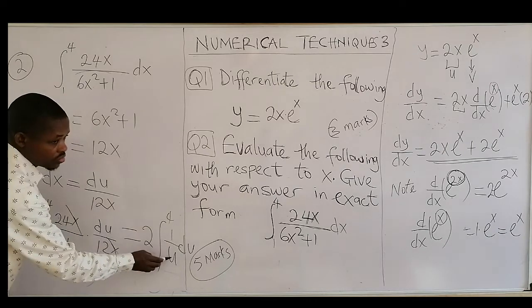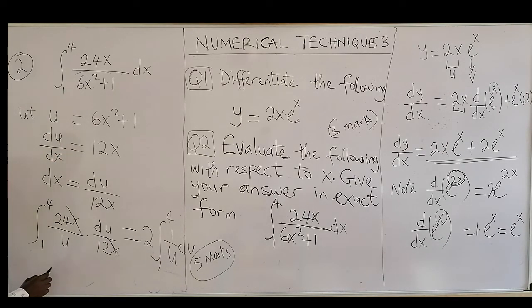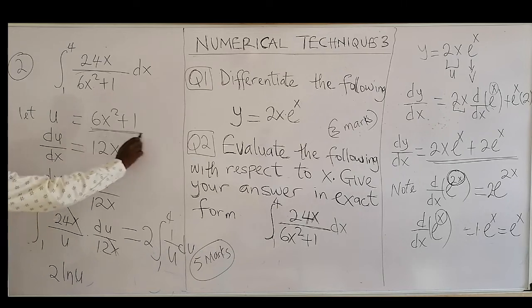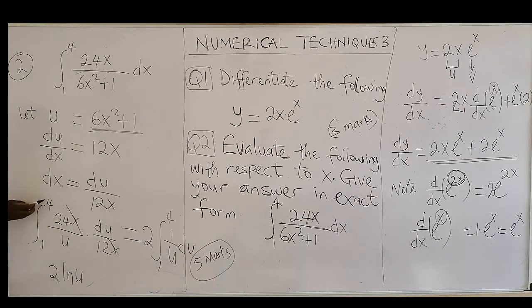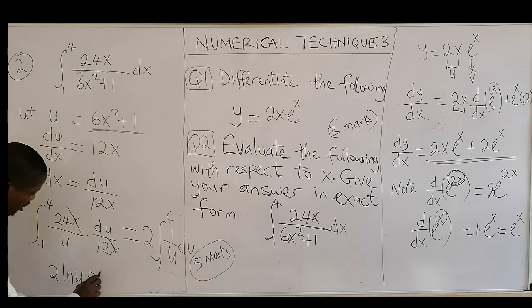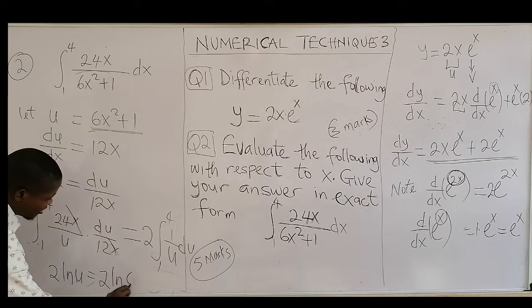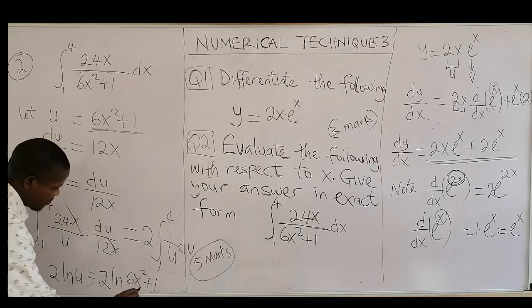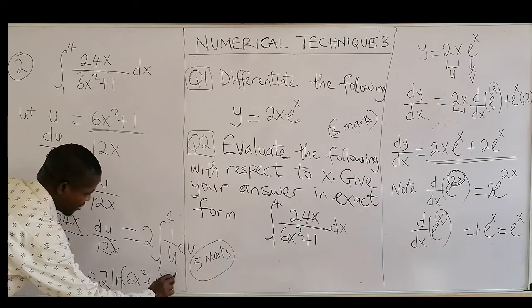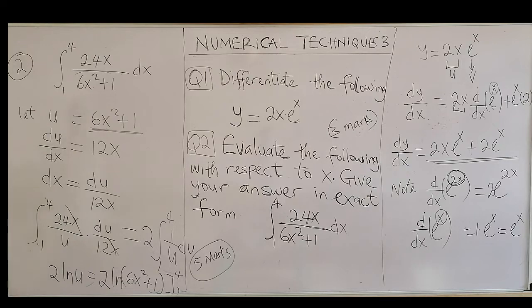And the integral of 1 over u is what? It is ln. So that will be equal to 2 ln u. Okay? Then we can return the u back to the original function. Because x is 4 at the upper boundary and x is 1 at the lower boundary. So this will be equal to 2 ln of 6x squared plus 1. Okay, then put in your upper and lower boundaries. So that's what we have now.